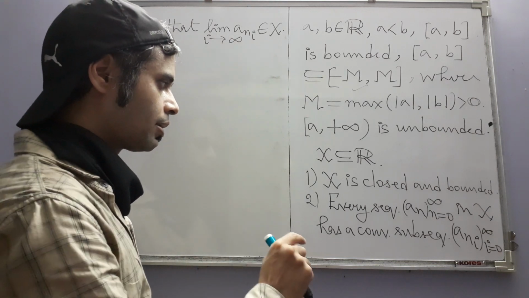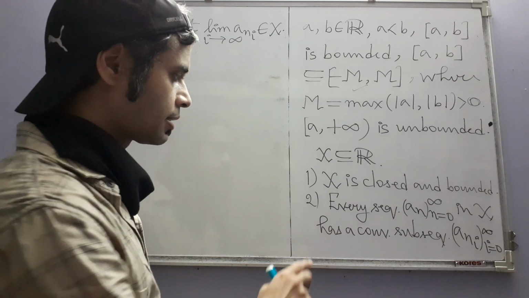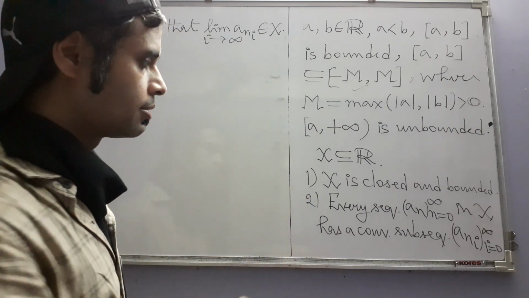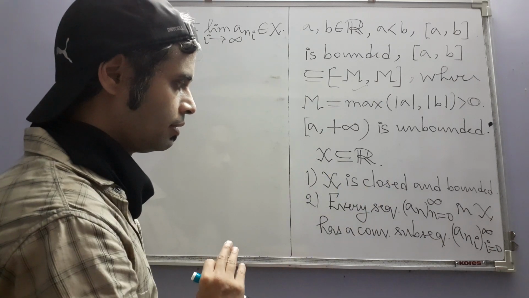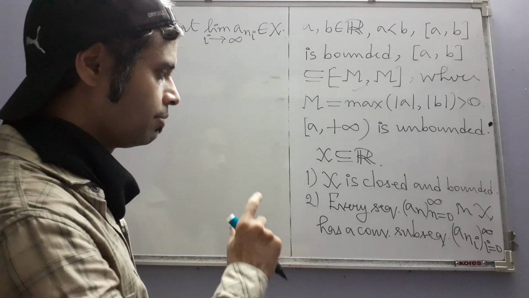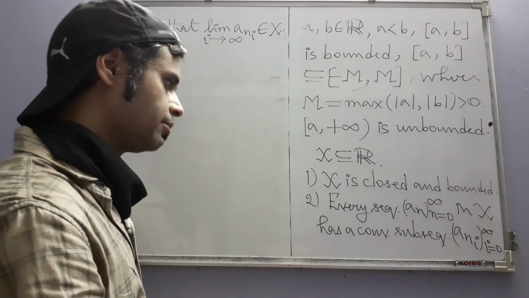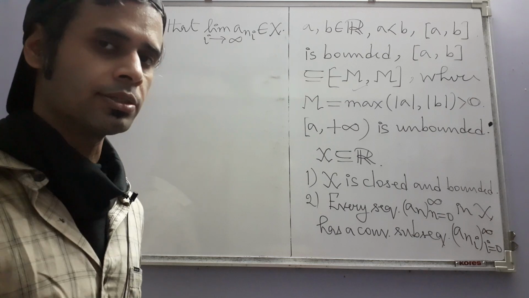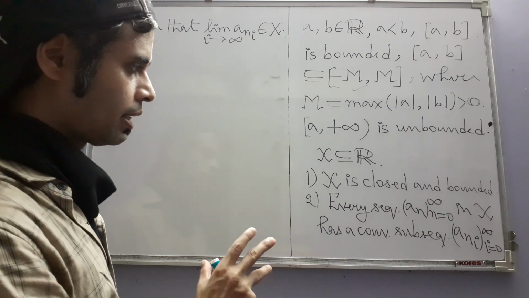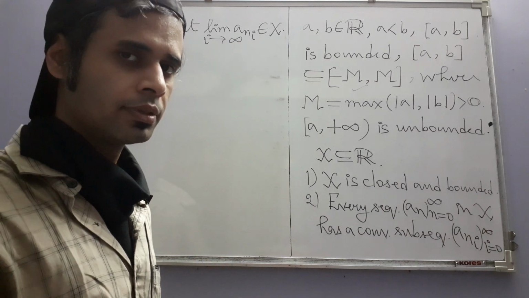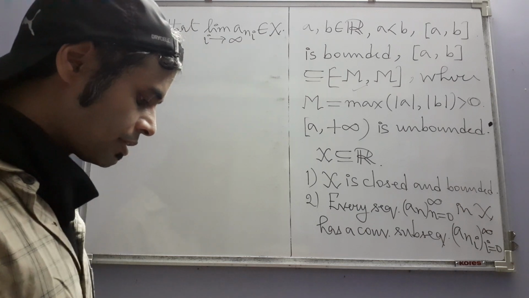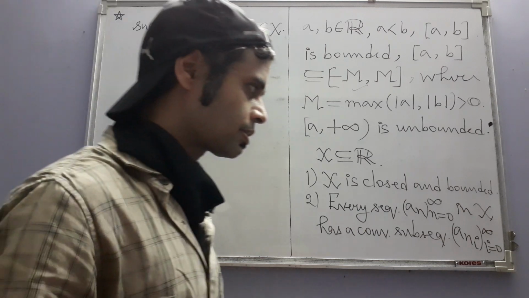So what the theorem is going to say, that we will see next Sunday, is that these two statements are equivalent. That is, X is closed and bounded if and only if such a thing happens. And this is so powerful, this result, that we will use it again and again in many places. We will continue to use it throughout analysis. It's known as the Heine-Borel theorem, named after its contributors. So we will see about these things next Sunday.